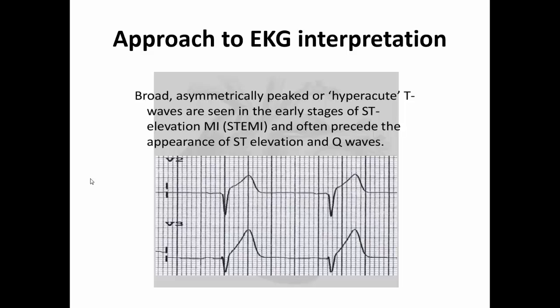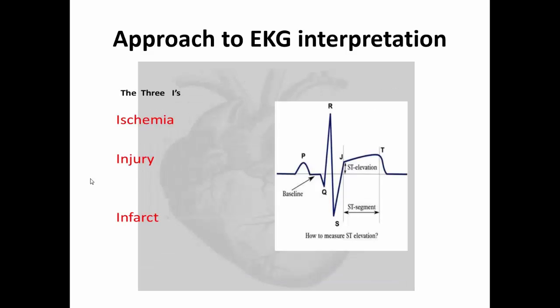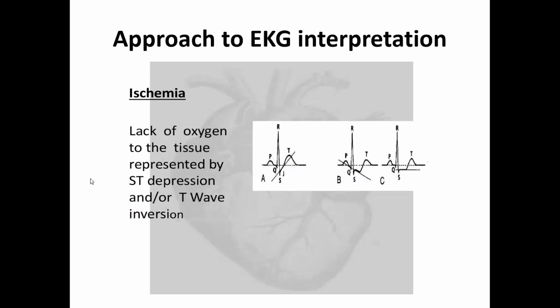You may see broad, asymmetrically peaked or hyperacute T waves in an early MI. Oftentimes that'll precede ST elevation and precede the Q waves. Q waves are a late finding with an MI. So we progress from ischemia to injury to infarct, and each of those looks a little different on the EKG. We'll talk about each one of those briefly.